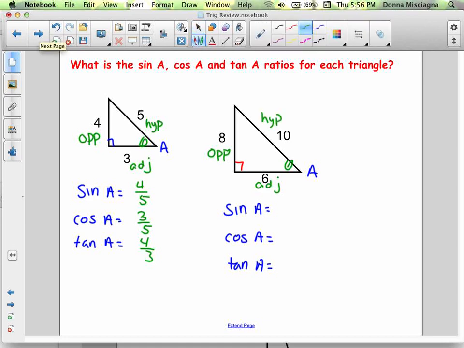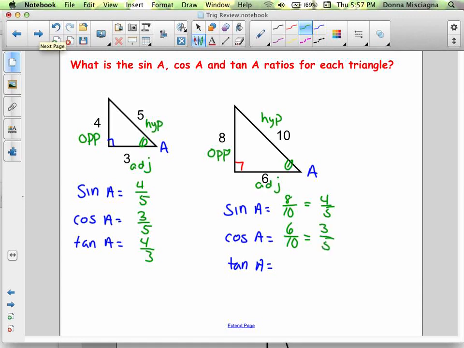So the sine uses opposite over hypotenuse, so that would be 8 over 10. But we see that those values could be reduced. They're both divisible by 2. So if we divide 8 and 10 by 2, we have 4/5. Cosine is adjacent over hypotenuse, so that will be 6 over 10. That is also reducible. The 6 and 10 are divisible by 2, so if we divide both of those by 2, we have 3/5.